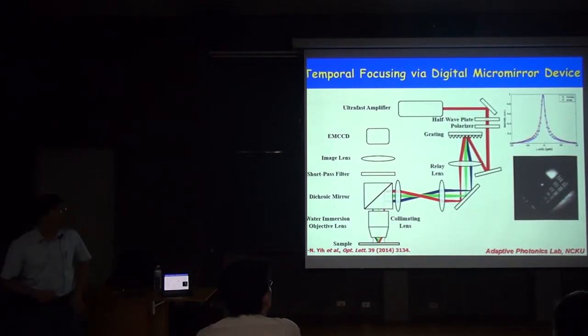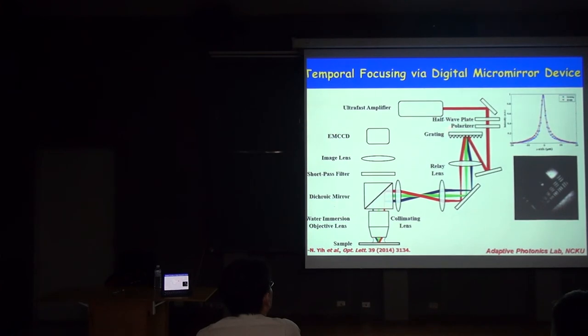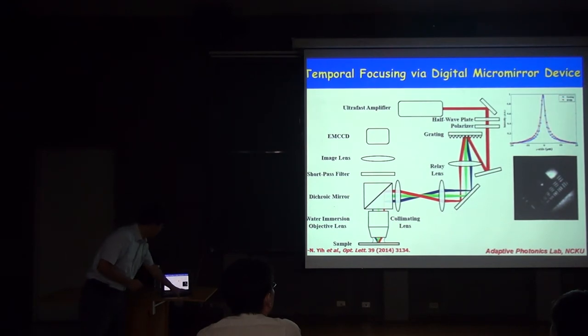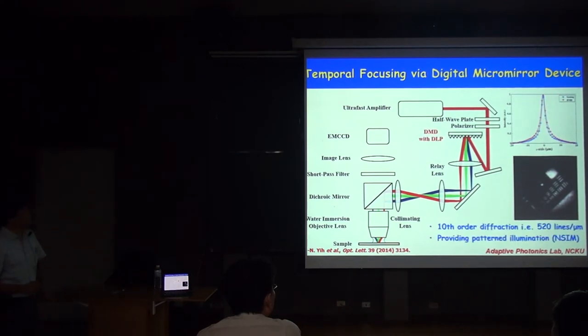First of all I show the system, which is very similar to the last one in configuration, but the only difference is because you try to do structured illumination. So you need a spatial light modulator, or a digital micromirror device, to create the pattern excitation. Here we keep it very simple. We use the digital micromirror device, just like a projector. We know a projector can control the light to create different kinds of patterns.